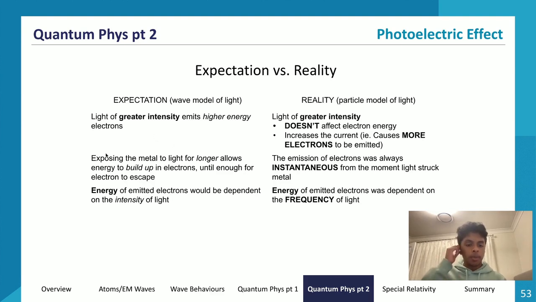So exposing the metal to light does not allow the energy to build up. It's an instantaneous process. Either the energy is fully absorbed instantaneously and the electron leaves, or it's not absorbed at all and the photon just bounces off, basically. And then the next part, which says the energy of emitted electrons would be dependent on the intensity of light. Well, it's not dependent on the intensity of light, it's dependent on the frequency of light, following E equals hf, following Planck's equation. The energy of the emitted electrons was determined by the frequency of light, right? This is what we did earlier as well. So that is what the reality was, and the reality fitted the particle model of light, or the photon model of light. Hence, the photon model of light became accepted.